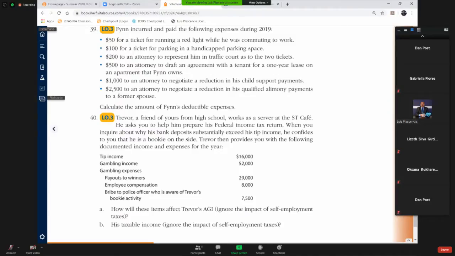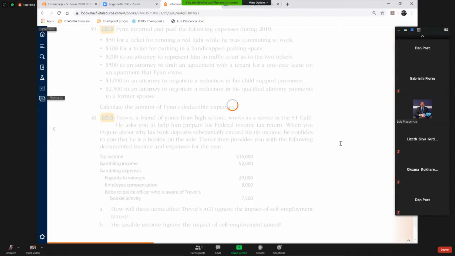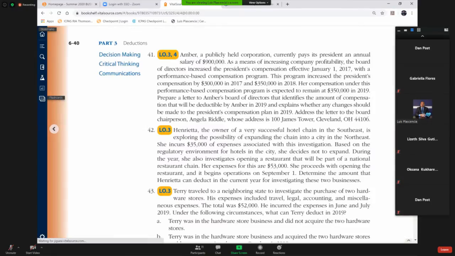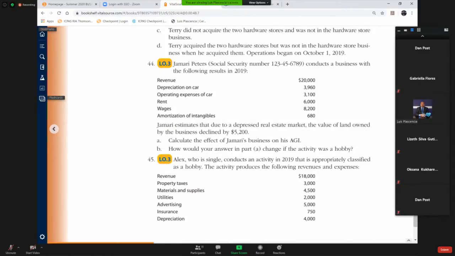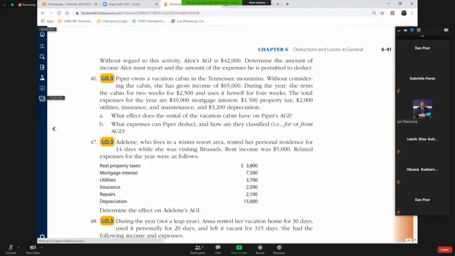The vacation homes are actually pretty interesting. The first one should be here. Here it is. All right, the 47. This is from a winter resort that's rented. She rented her personal residence for 14 days when she was in Brussels, as she lives in a winter resort. Rental income was $5,000. Then they have a whole bunch of expenses. What is the effect on her AGI?